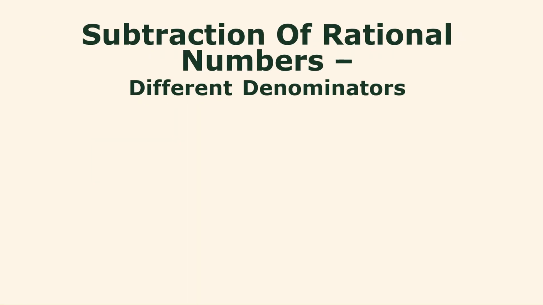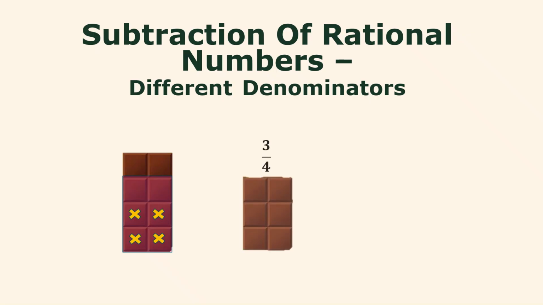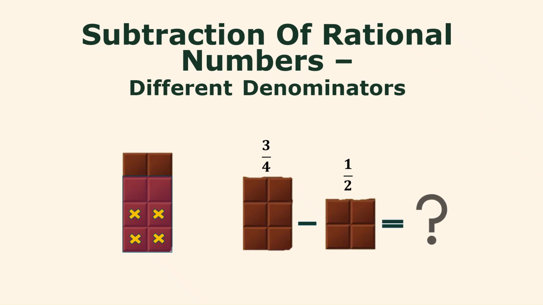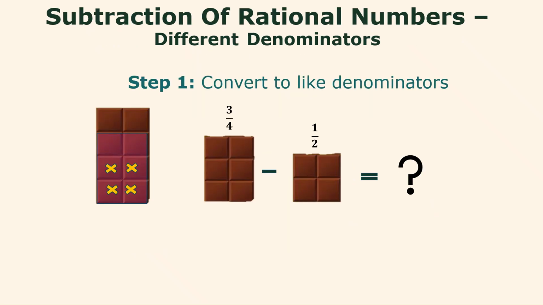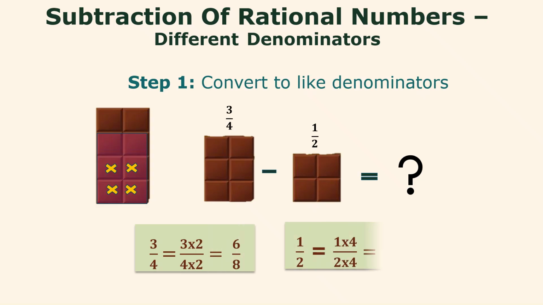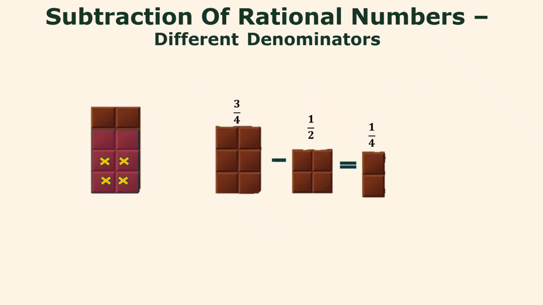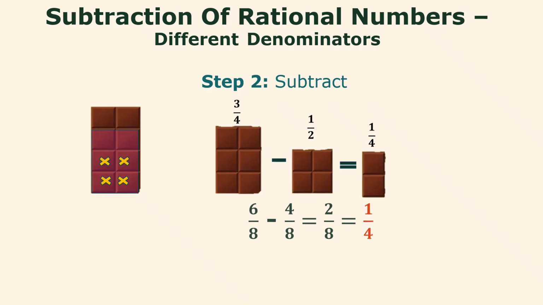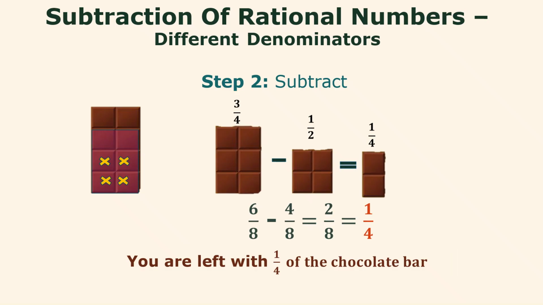Now coming to subtraction, say you have 3/4 of a chocolate bar and you ate half of the bar. How much is left? For that we find a common base. So 3/4 will be converted to 6/8 and half will be converted to 4/8. Now we subtract. 6/8 minus 4/8 equals 2/8, and that equals 1/4. So you are left with 1/4 of the chocolate bar.